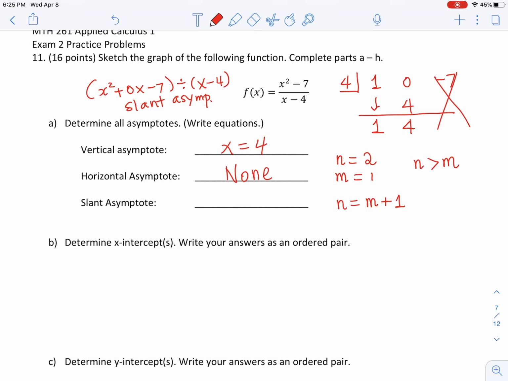So the equation of the slant asymptote is going to be y equals 1x plus 4. For now, y equals 1x plus 4, and you graph that when we graph our f of x later, all the way in part H. But let's find the x-intercept.